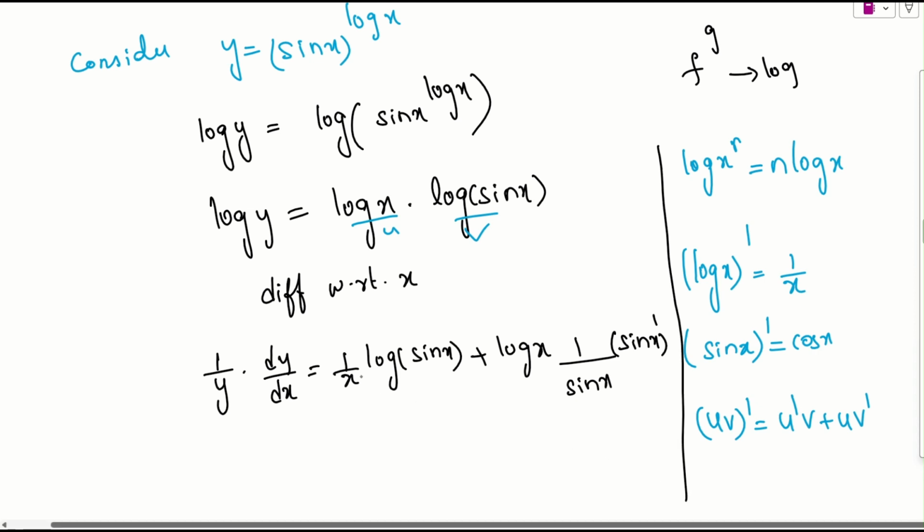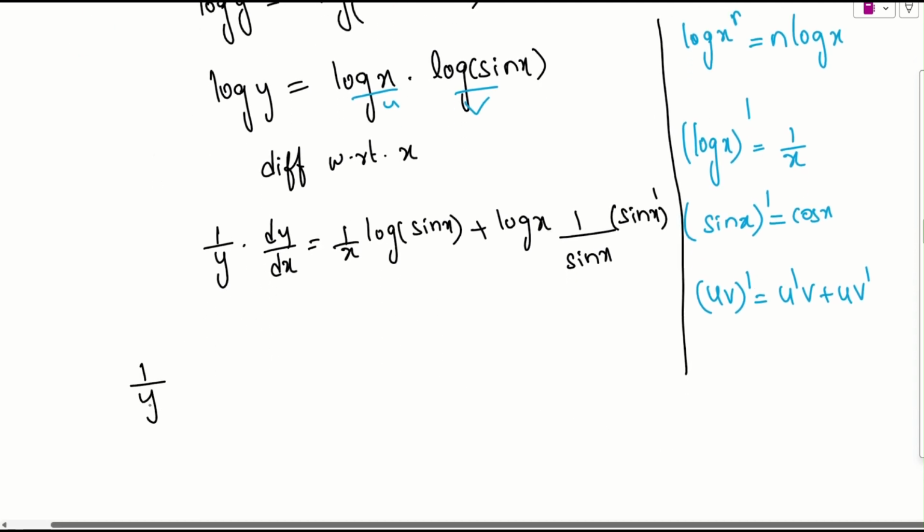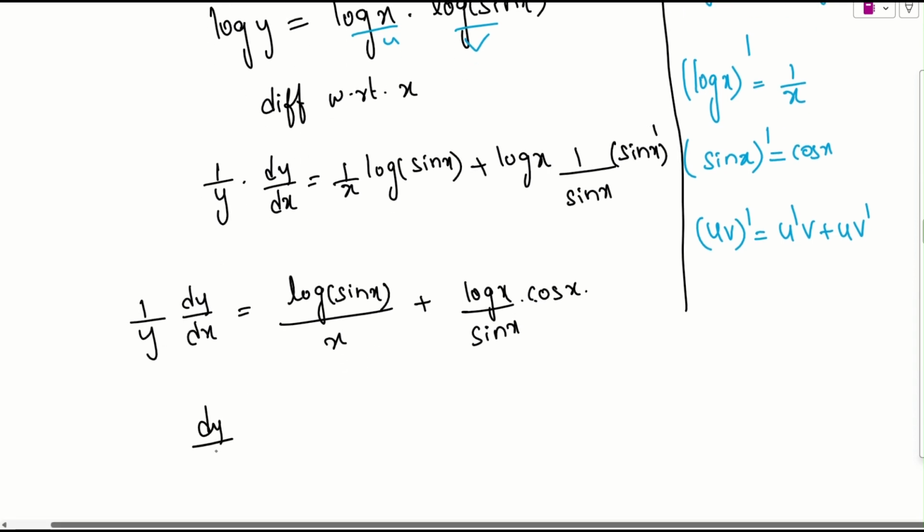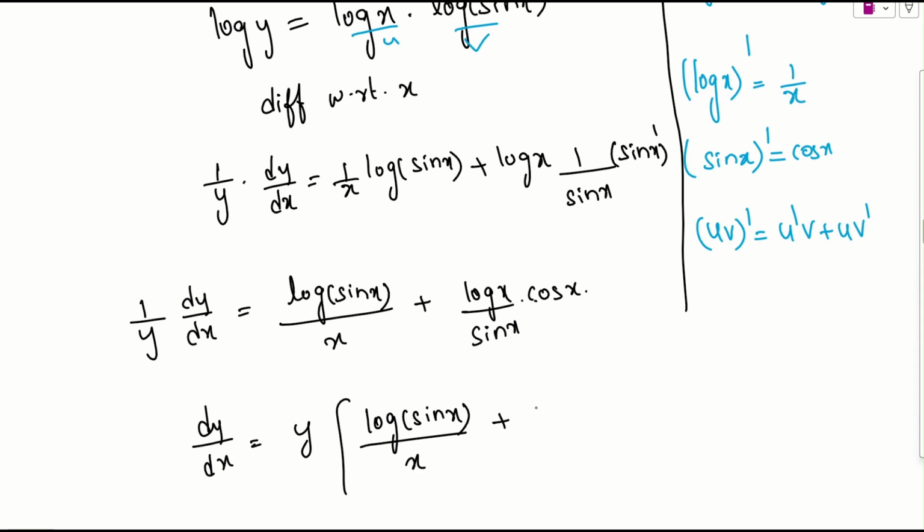Is it okay? If you have any doubts, you just let me know. So 1 by y times dy by dx must be equal to log of sin x by x plus log x by sin x. What is the derivative of sin x? That will be simply cos x. So I'll be applying the cos x here. Is it okay? So we got dy by dx is nothing but y times, this is log of sin x by x plus, again, log x times cos x by sin x.